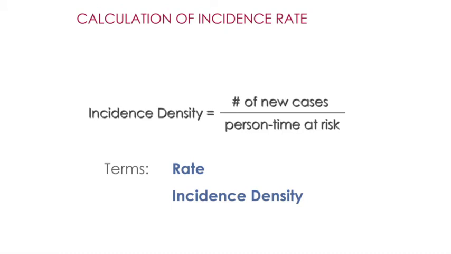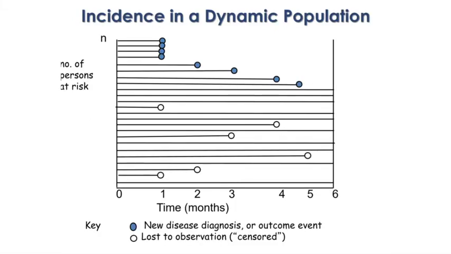So the incidence density, the incidence in a dynamic population, one way of describing it is an incidence density. Another way is just to call it a rate. So it's going to be the number of new cases divided by the person time at risk. So here's our graphic again. In each of these people, we are going to decide how long they've been observed. So these people have been observed for only 1 unit of time. These people have been observed for 6 units of time. This person has been observed for 3 units of time. So they each contribute that many units of time to the denominator of person time.